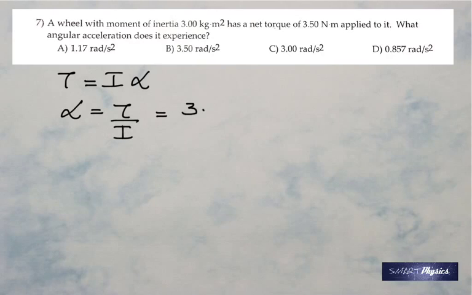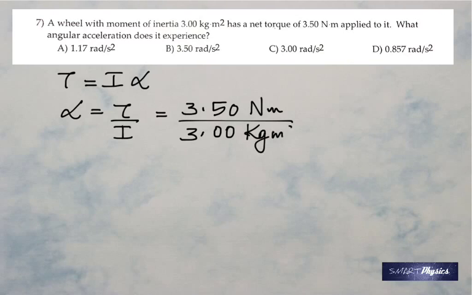So divide the 3.5 by 3, and the answer is 1.17 radian per second squared.